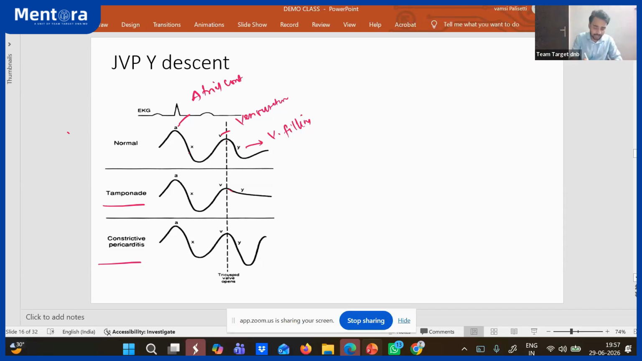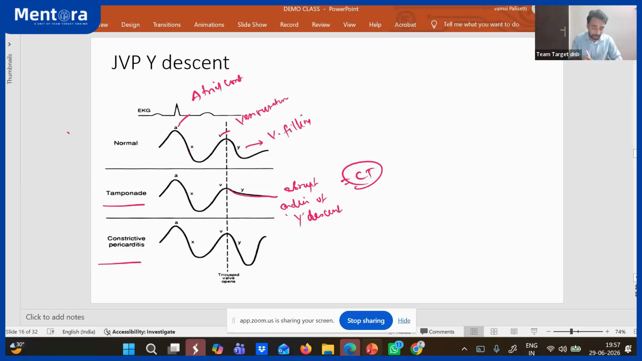Whatever blood has to come from the atria, it is not coming. Very slowly it's coming, and there is no Y descent. There is an abrupt ending of the Y descent, because whatever blood is there in the atria has to go to the ventricle, but the ventricle is unable to expand, so it just stays there only. So atrial pressures will remain elevated, so the Y will be stagnant only. That is what's called abrupt ending of Y descent. This is the case of cardiac tamponade.